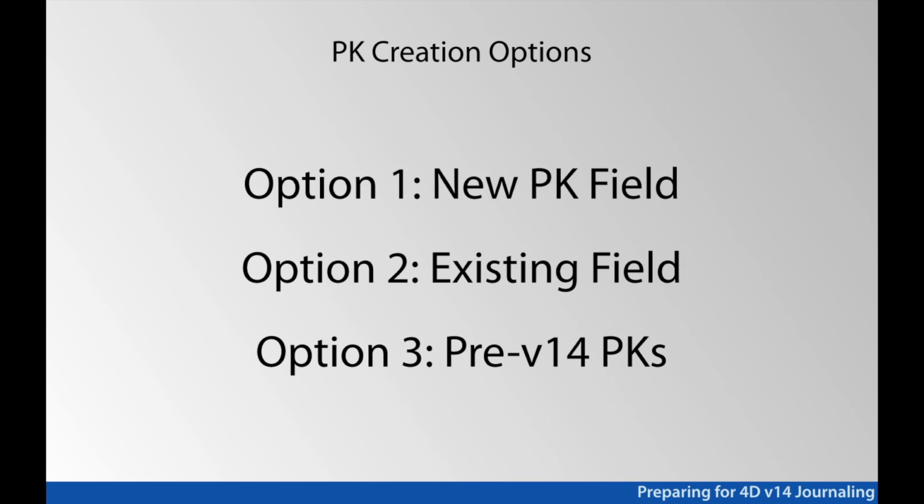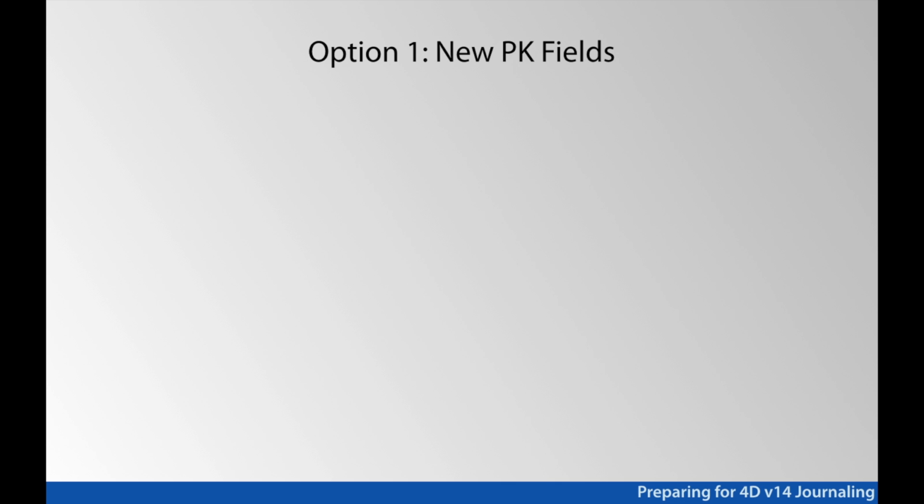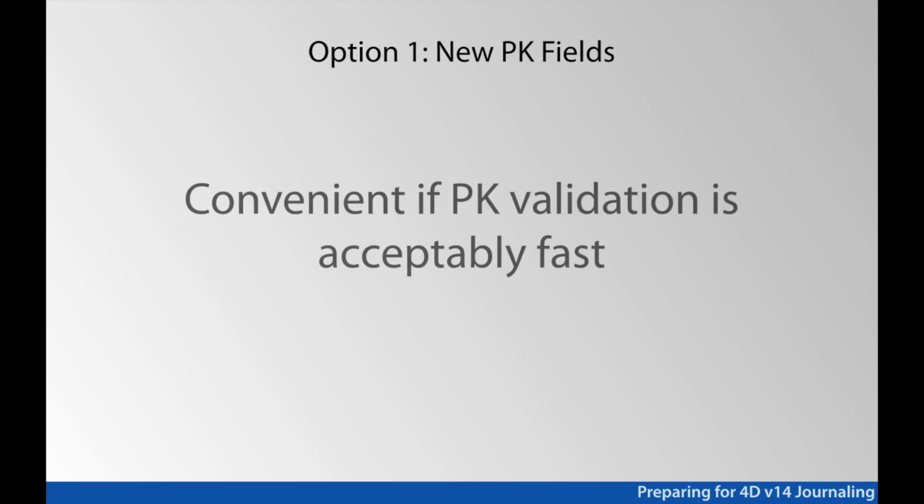Option 1, create brand new fields. Use the primary key manager if you want. Use SQL if you want. Either way, this is completely convenient and valid if the primary key validation step is acceptably fast. So for my 8 GB database, this is what I would do. I would create brand new fields. I would let 4D fill in the data because it only took 15 minutes anyway. It's not a big deal. So that's fine. Choose that option if it makes sense to you.